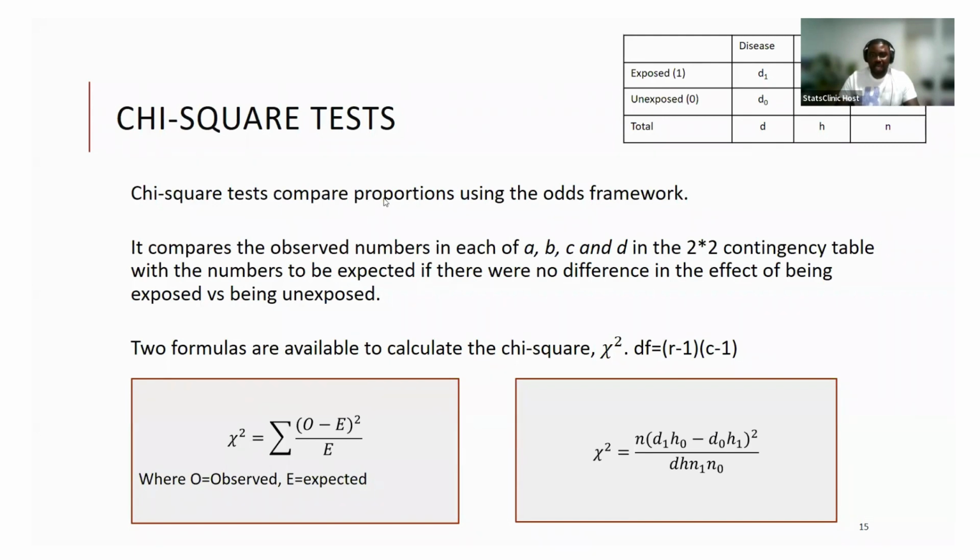Okay, again, you have a 2x2 table, which is presented like this: exposed and unexposed, disease and no disease, like that. And then you plug the numbers into this table, into this formula, you obtain the chi-square, you read it off in the statistical table.